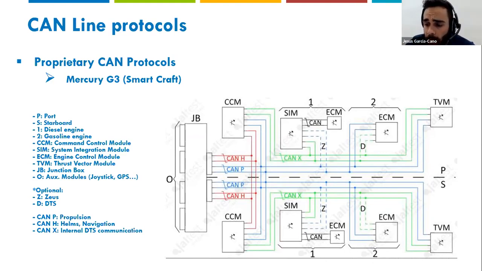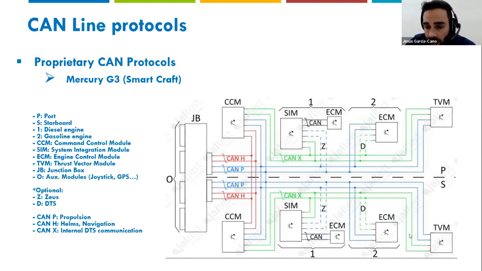The diesel engine is not manufactured by Mercury, it is manufactured by a third-party company, for example, Volkswagen or VM Motori. And these modules talk in a different language, a different protocol from SmartCraft, and they use the system integration module to convert this information to the SmartCraft protocol. Okay, in the case of the gasoline engines, it's not necessary. This is the key too. It's not necessary because the control unit is made by Mercury.